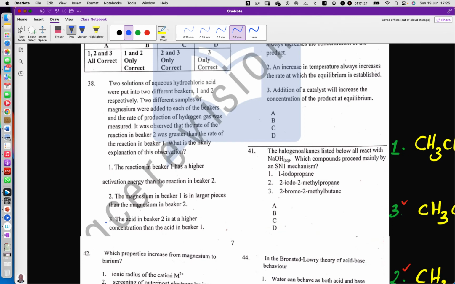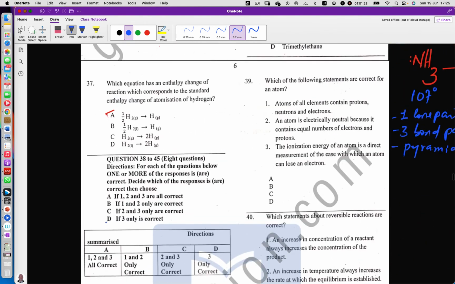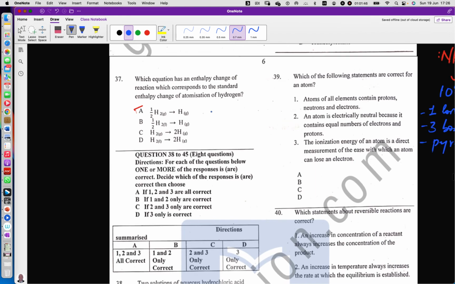Question number 39. Which one of the following statements are correct for an atom? Atoms of all elements contain protons, neutrons, and electrons.